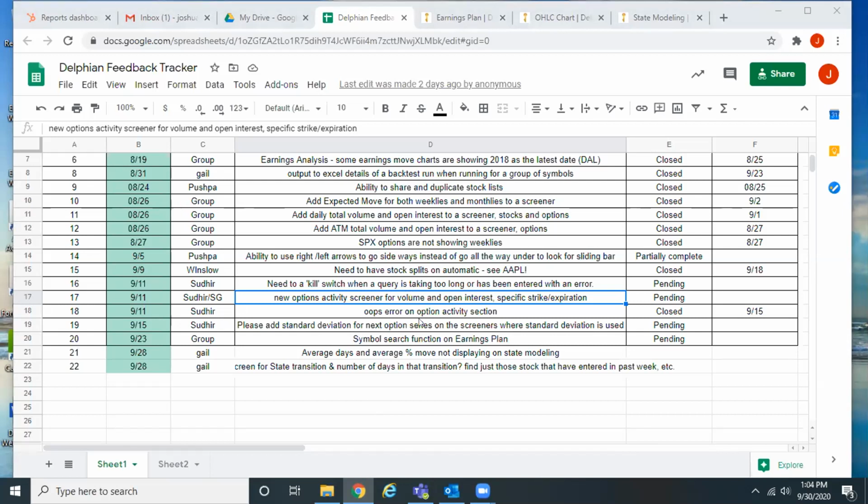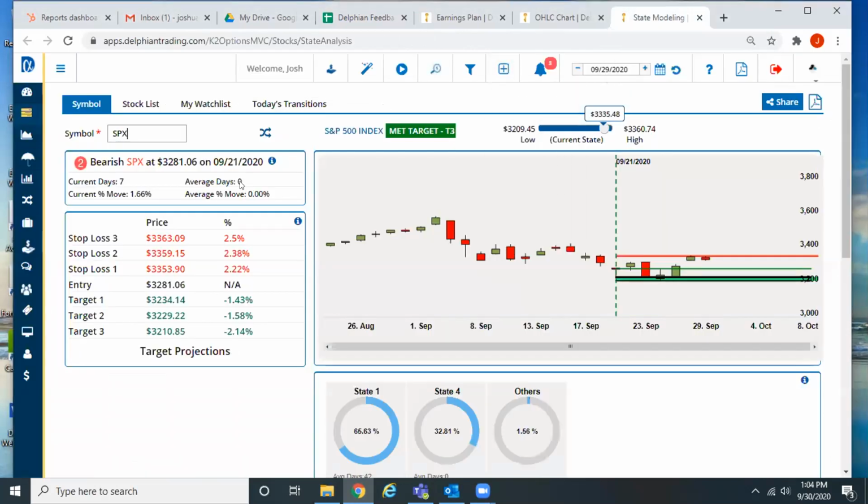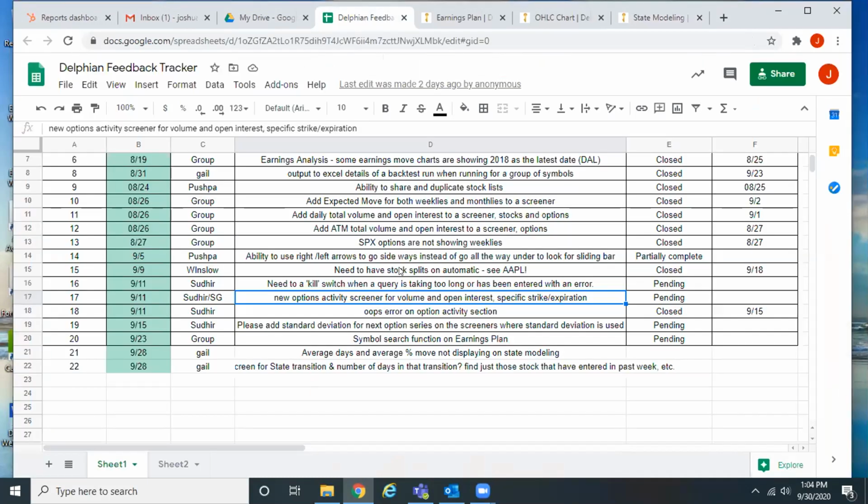So it's a good thing Gail just joined. Yeah, I was seeing in the state modeling, these averages aren't populating, average days, average move, for some reason. So Gail, I'll have the programmers fix that. That should be a quick one. Yeah, no problem.